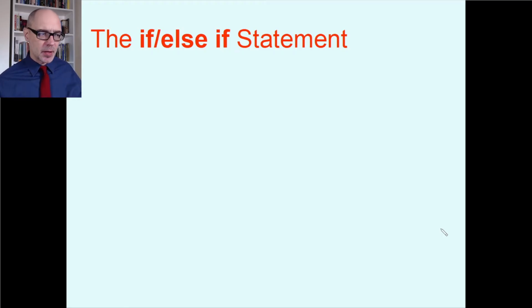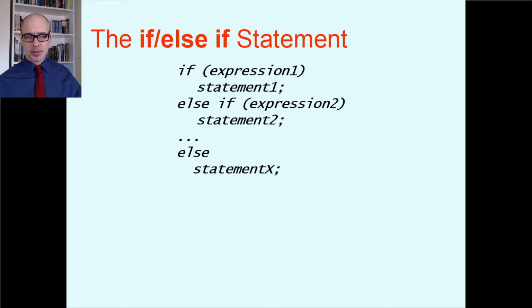Now let's expand on that. You can actually chain a bunch of if-elses together in what's called an if-else-if statement. You might see something like this. If expression 1, here's the first statement, else if expression 2, here's the second statement, and you can have another else if, and another else if, and another else if. And then at the end, you'll probably have one more else.